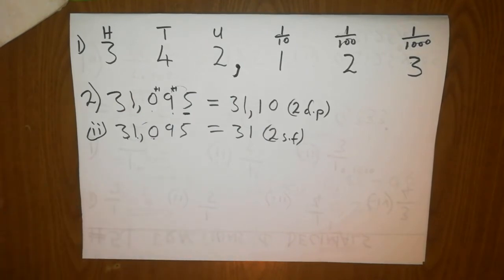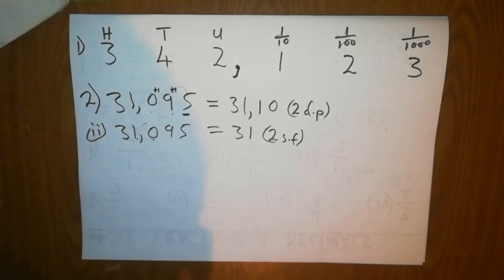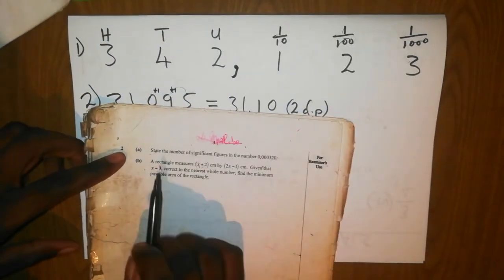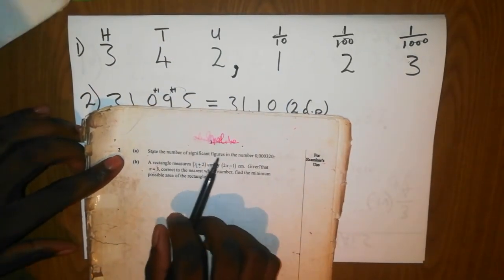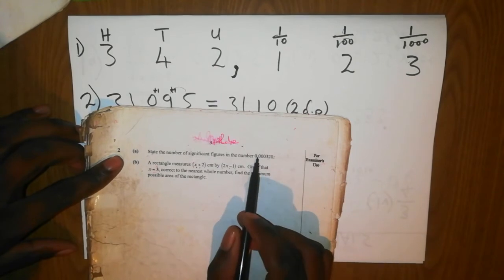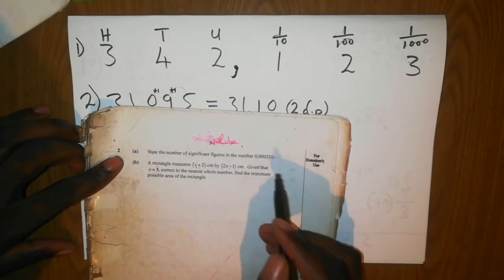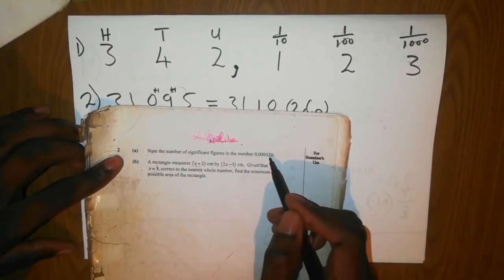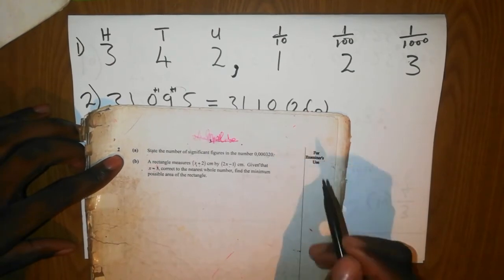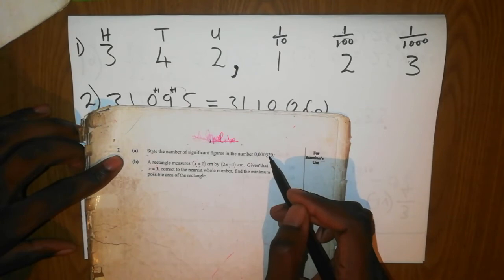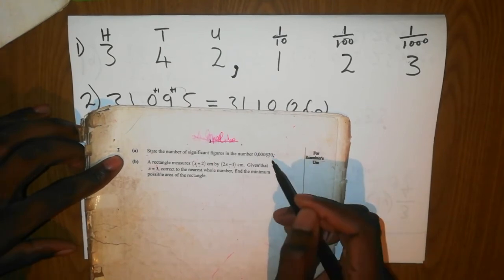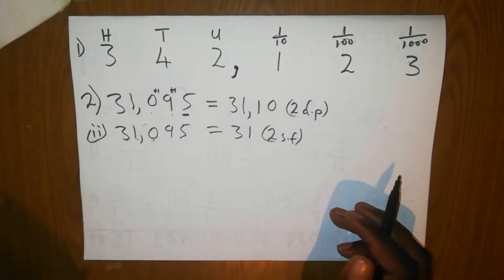Then let me check on this, 2009. State the number of significant figures in the number 0,000 320. Here you are just supposed to state how many significant figures you see there. It's equal to what? 1, 2, 3. So it's equal to 3 significant figures.